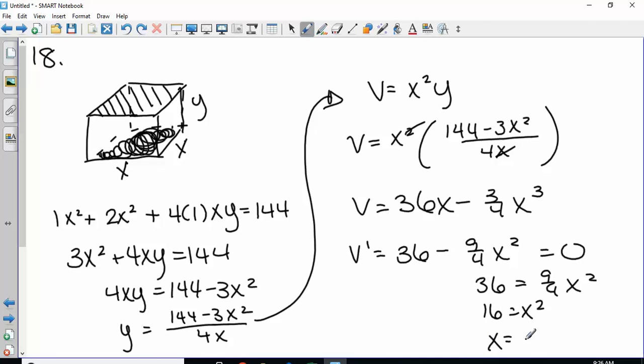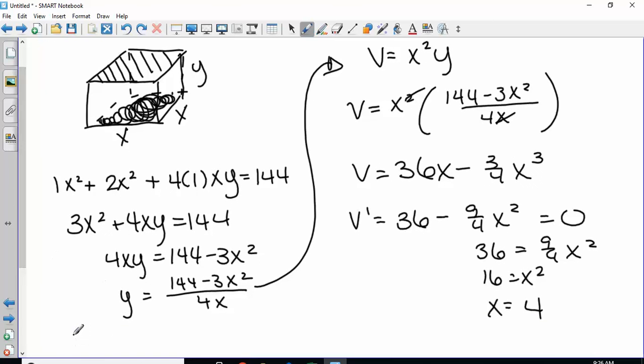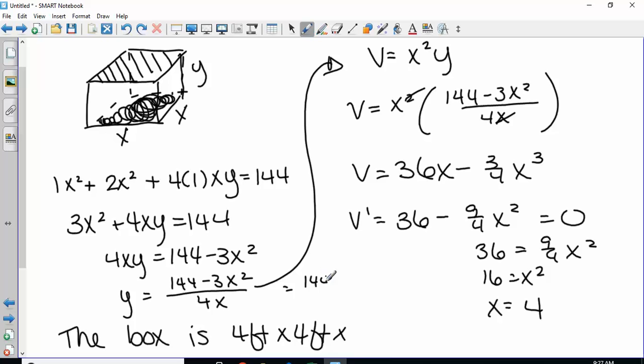So multiply by 4 and divide by 9. You would get x to equal positive or negative 4, but we know it can't be a negative because it's the length. So x is 4. We need the dimensions of the box. To get the y, if we plug 4 in here, 4 squared is 16 times 3 is 48, over 16, so we get 96 over 16.